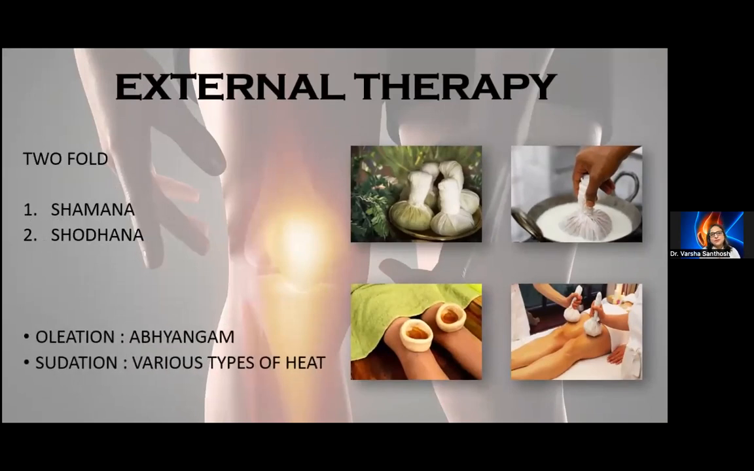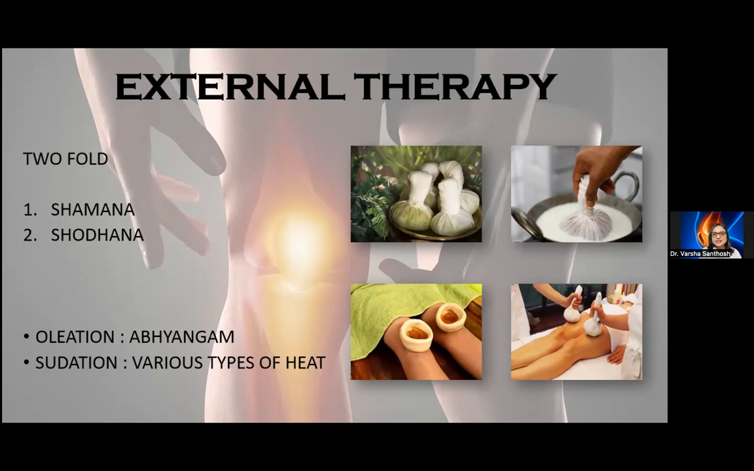Externally, what can we do? There are two ways. We just apply some oil, or we give some heat, and we stabilize the vata over there. Internally also, when we give medicine, it can be called that first kind, shamana, where you don't remove anything out of the body. You pacify the aggravated vata or pitta within the body. So that is called shamana, where you do something and pacify the aggravated vata or pitta.